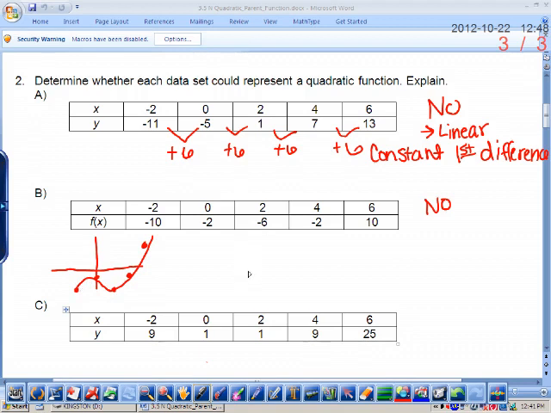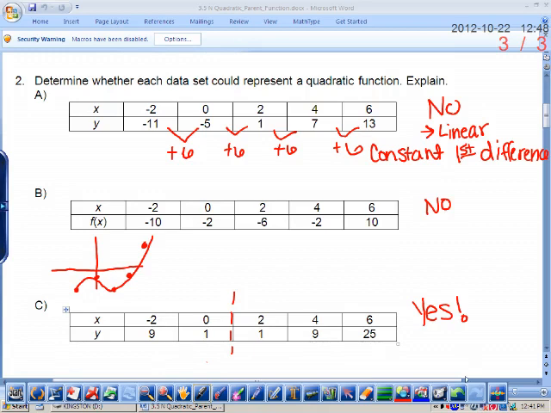Okay. What about C? Yes. How'd you know? Okay, we noticed the symmetry. We've got 1, 1, 9, 9. We would bet that negative 4 would give us 25. The vertex would have to be somewhere in between here, right? Because that's where our symmetry is.